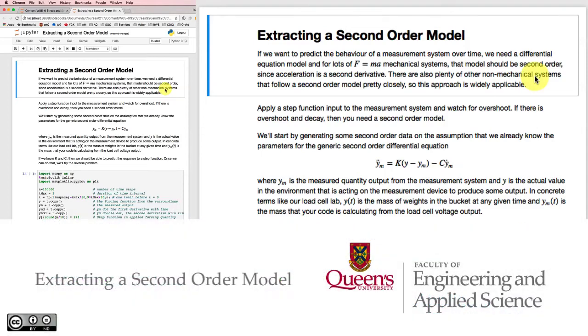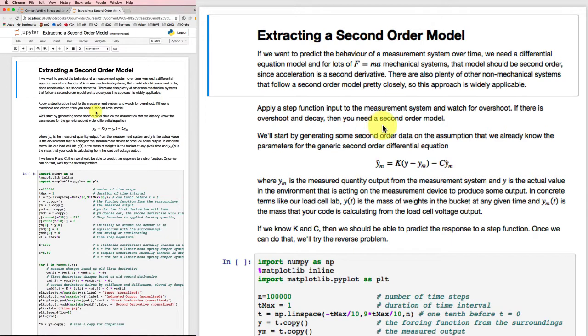We've seen how we might predict the behavior of a system if we knew all of its physical characteristics. And we could define a second order model if we knew the mass and the damping coefficient and the stiffness of the system. Then we could predict how it would behave.